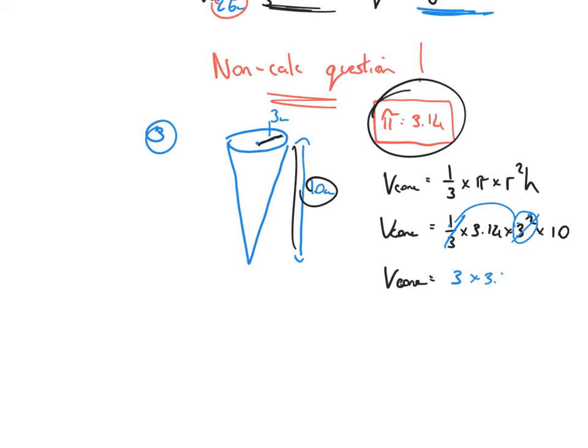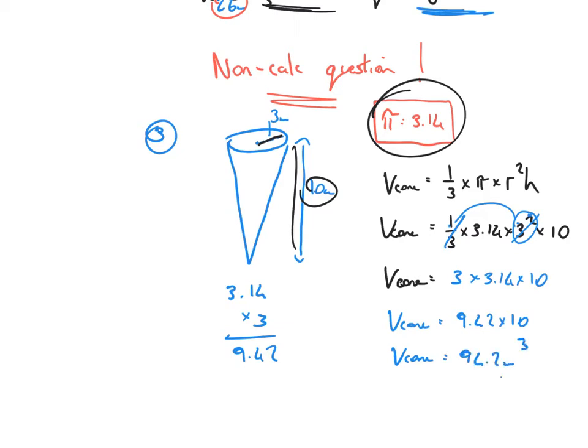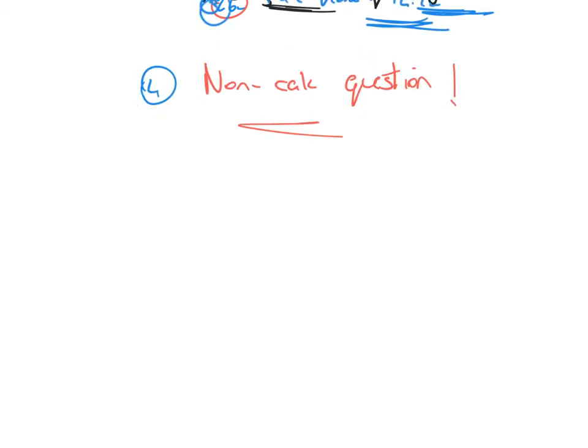3 times 3.14 times 10. Okay, so that's pretty easy then. So I can go to the side and do 3 times 3.14 and see what that will give me without a calculator. That's easy. That will give me 9.42. So I've now got 9.42, and I multiply that by 10, and that will give me 94.2 cubic centimetres. Final answer without a calculator. Okay, let's try another non-calculator question.